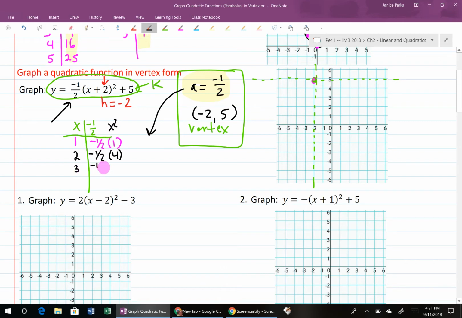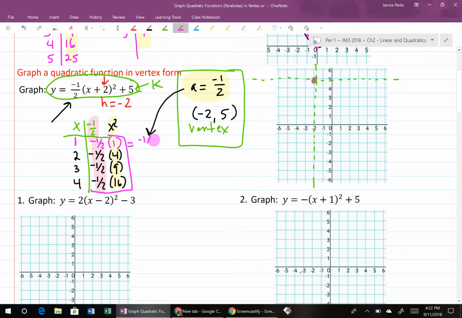If it was 3, it would be -1/2 times 9, 4, -1/2 times 16. Your x squared are these numbers, and your a are these numbers. So a gets multiplied by the 1, 4, 9, and 16. It's always 1, 4, 9, and 16. So these are your y values.